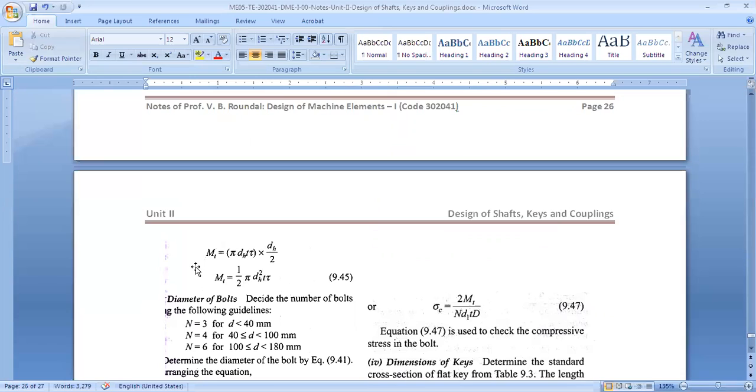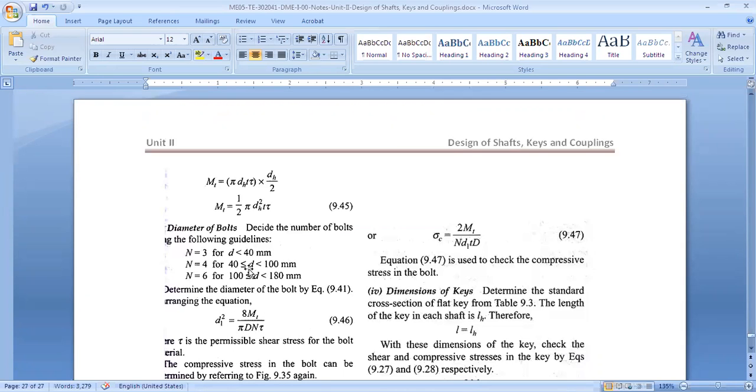Now again I will explain this. Torque transmitted inside the flange, or where the hub and flange meet, is pi DH. This is the perimeter of the rim, multiplied by thickness of the flange, that is the area opposing shear, multiplied by tau. This will give you the shear force, multiplied by DH by 2, multiplied by radius to get the torque.